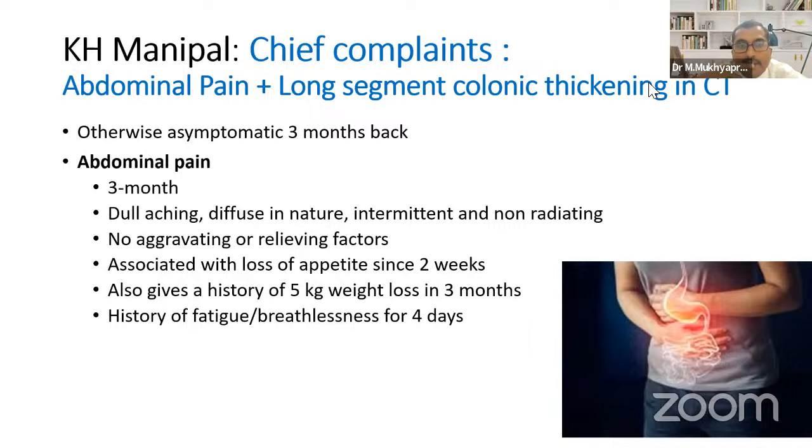Coming back to the summary, he had a chief complaint of abdominal pain for 3 months. Outside, CT scan showed long segment colonic thickening, which was confirmed by colonoscopy. He was asymptomatic 3 months back. His abdominal pain was chronic, 3 months, a dull aching pain all over the abdomen, intermittently colicky, and non-radiating. There were no aggravating or relieving factors. He had significant loss of appetite for 2 months, and weight loss of about 5 to 6 kgs in 3 months. There was fatigue and breathlessness, because of which the outside hospital immediately referred the patient to us, as his saturation started falling.